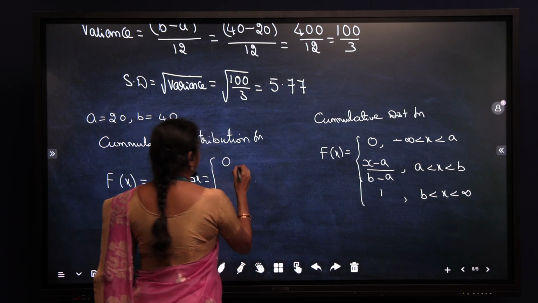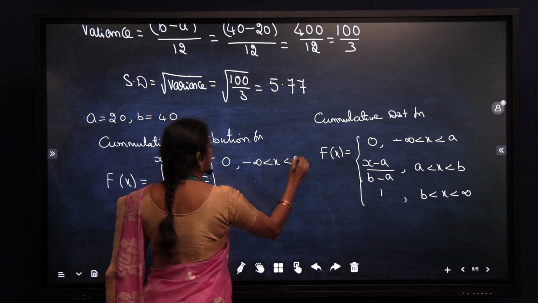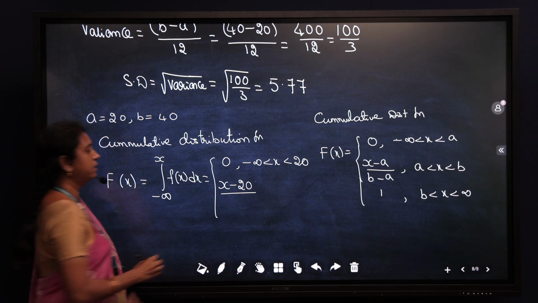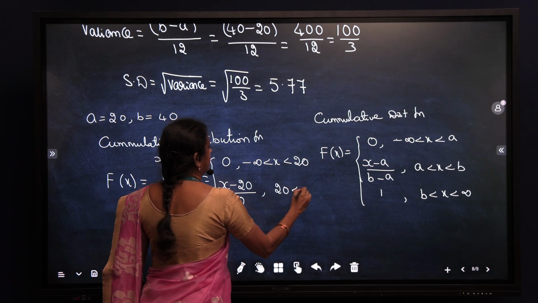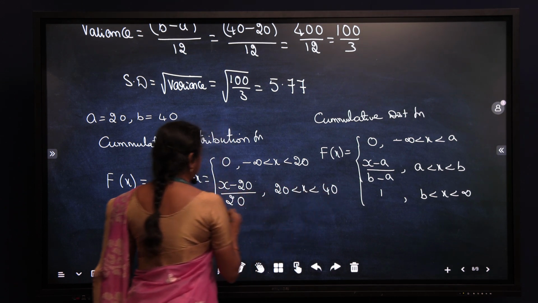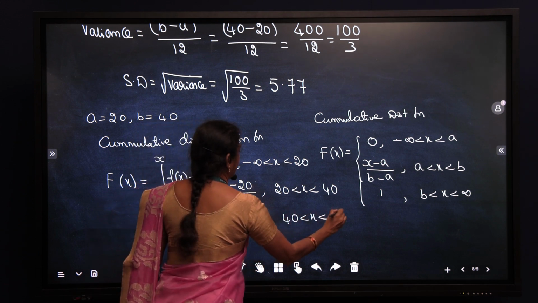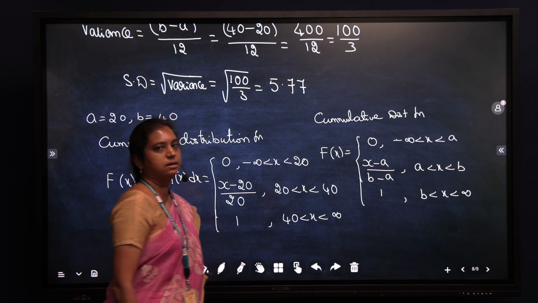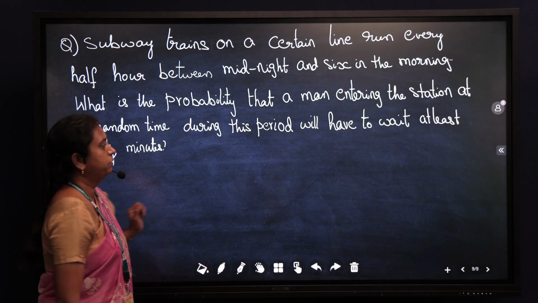So this is equal to 0 for minus infinity less than x less than a, and we know a value is 20, so less than 20, and x minus a, that is x minus 20 by b minus a, 40 minus 20, so x minus 20 by 20 between limits 20 less than x less than 40, and 1 between limits 40 less than x less than infinity. Or simply we can write x greater than 40, and here also we can write simply x less than 20. We will look into one more example on uniform distribution.